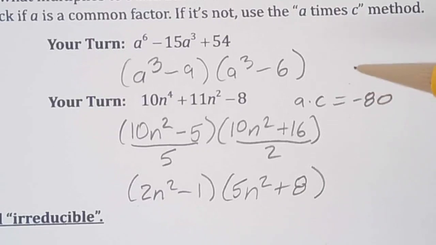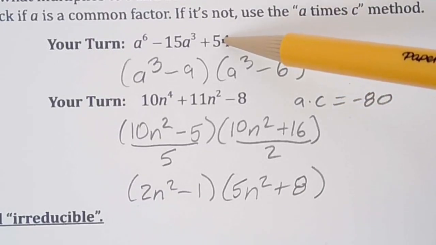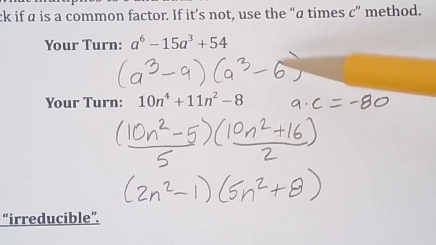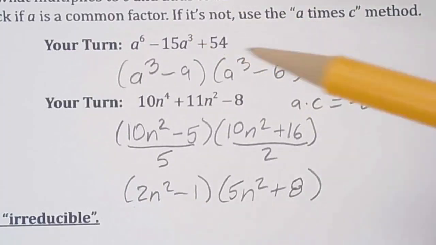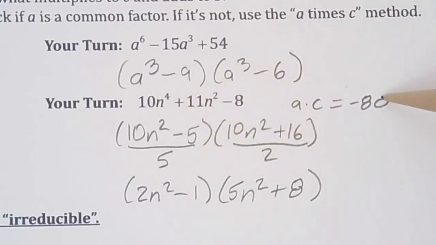All right, here are the answers for those your turns. Two numbers that multiply to positive 54 and add to negative 15 are negative 9 and negative 6. And again, that 3 is half of that 6, or it matches that one, either way you think of it. And then I had to use the rogue method down here. A times C was negative 80. Two numbers that multiply to negative 80 and add to 11 are negative 5 and 16. Notice both of the binomials here can be divided by something. We don't run into that a lot, but that happened here. And so this is the result.